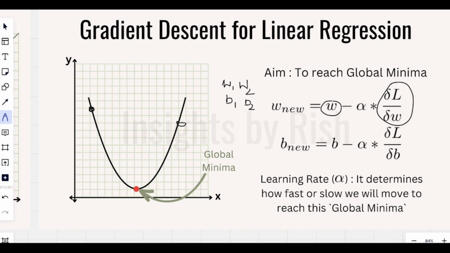Now computing this is again using some chain rule, but we won't study this because that is out of scope of our video. So this is the gradient of loss function with respect to change in weight, and alpha is the learning rate. Now learning rate determines how fast or slow we move to reach this global minima. Our ultimate goal is to reach this point, but it depends upon our speed.